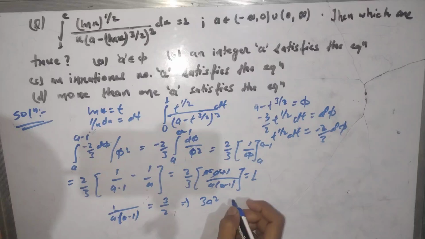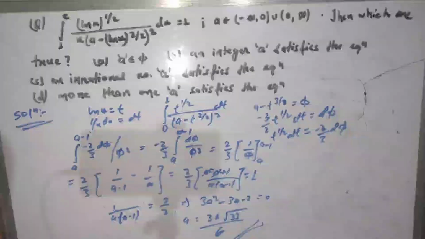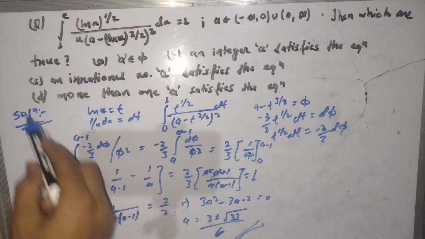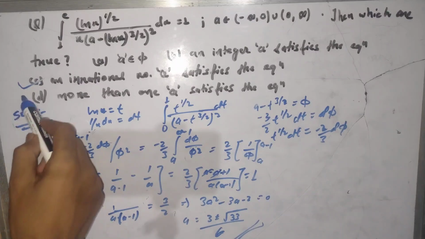This implies that 3a square minus 3a minus 2 equals 0. So we can see that a equals 3 plus minus under root 9 plus 24, upon 6, that is 3 plus minus root 33 upon 6. So these are our a values. One a would be 3 minus root 33 upon 6, which lies in minus infinity to 0, and the other a would be in 0 to infinity. We can say that they both are irrational, so I think option C is correct, and because there is more than one a satisfying the equation, option D is also correct.